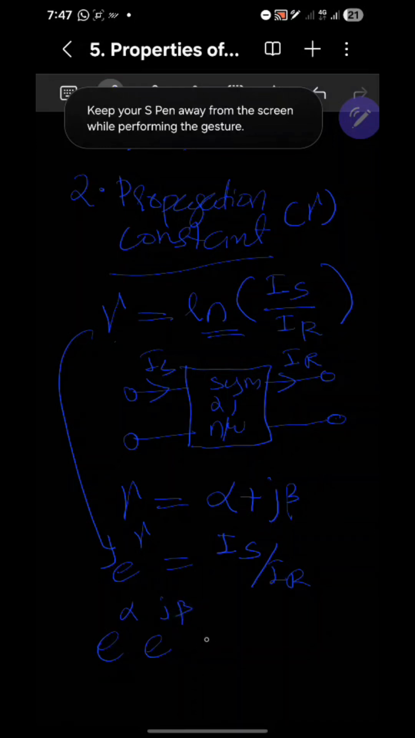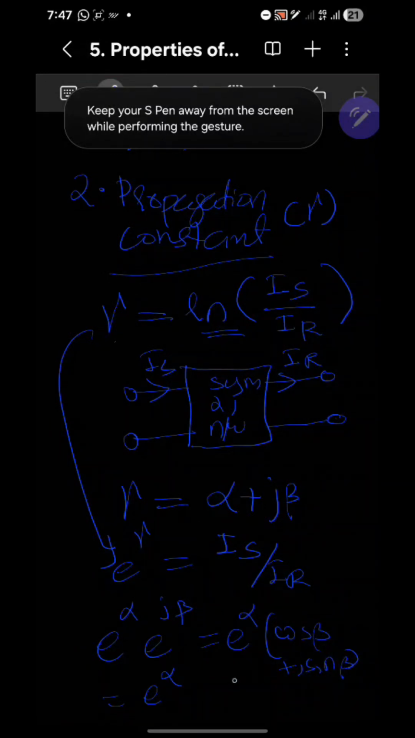This plus, I split it. So e raised to alpha into cos beta. E raised to j beta we know is cos beta plus j sin beta. So this we can write e raised to alpha, and this is a complex number. Now it is represented like this. You can represent it by using magnitude and angle.